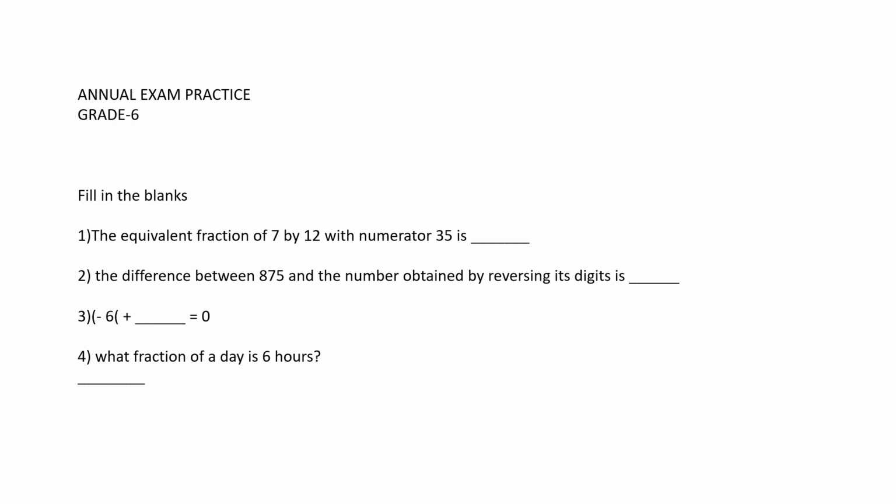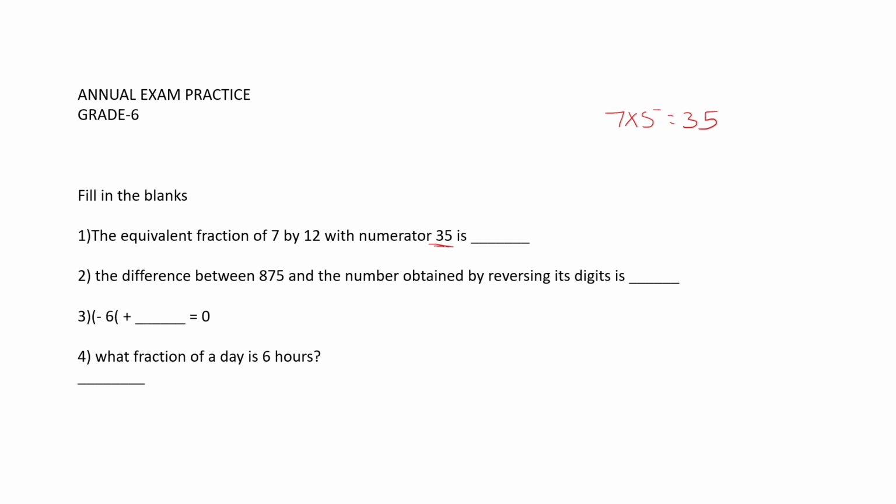The equivalent fraction of 7 by 12 with numerator 35 is. Here, to get the numerator from 7 to 35, 7 is the numerator and 12 is the denominator. So to get the numerator as 35, 7 is multiplied with which number? Yes, 7 times 5 is 35. 7 is multiplied with 5.